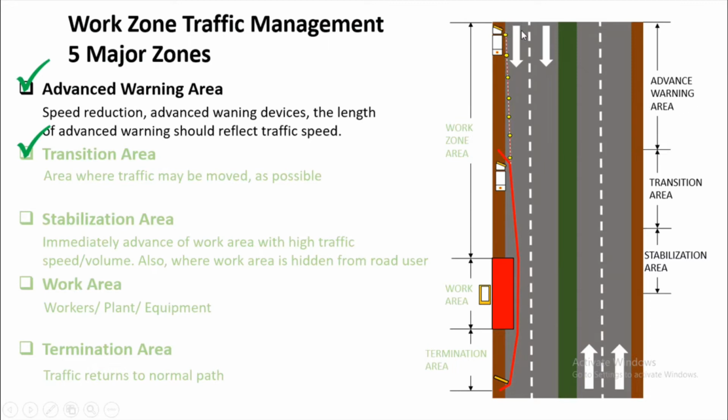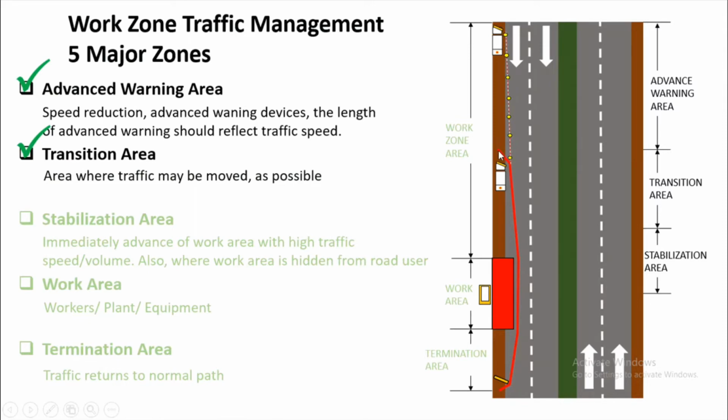So this is to allow the motorist to adjust to the work ahead without having trouble in the diverging or merging to the left of the traffic, as you can see in these photographs or in the sketch. Transition area where traffic may be moved as possible. So this is the transition area.